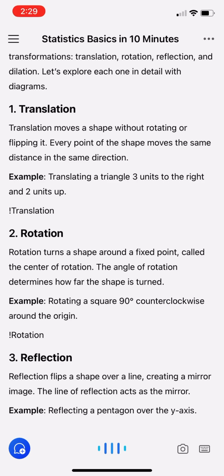3. Reflection. Reflection flips a shape over a line, creating a mirror image. The line of reflection acts as the mirror. Example: reflecting a pentagon over the y-axis.